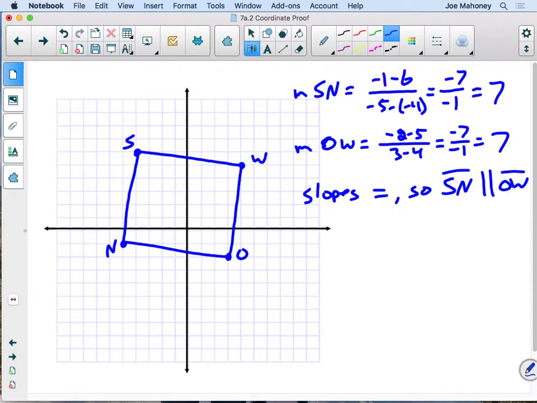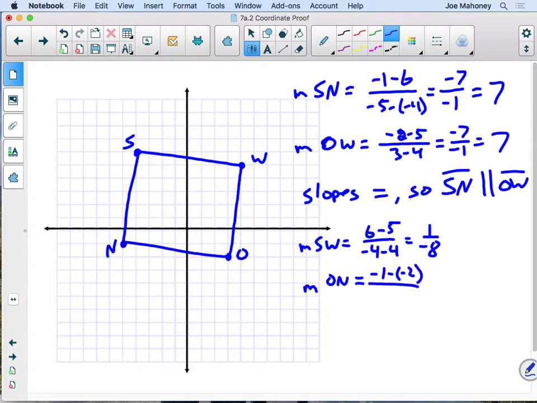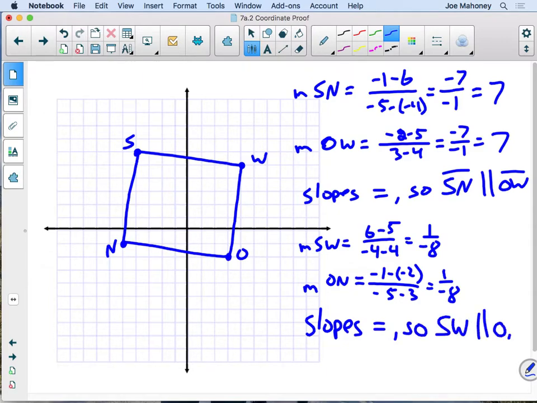Let's do the other 2 sides now. Slope of SW. If we go through the formula, change in y, 6 minus 5. Change in x, -4 minus 4. I get 1 over -8. So hopefully the slope of side ON is the same. Let's check it out. We'll do -1 subtract -2, and then -5 subtract 3. That gives me another 1 over -8. Again, success. I found that they have the same slope. Those sides are parallel. Let's write it up. Slopes equal, so SW is parallel to ON.